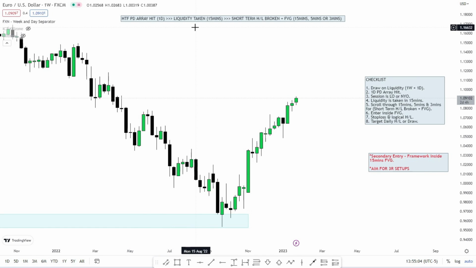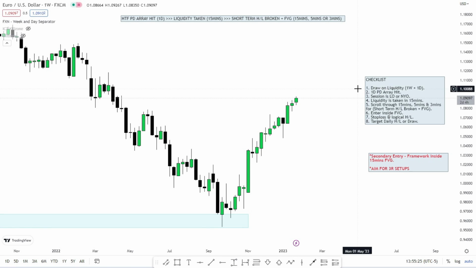Then you look for liquidity to be taken out in the 15 minutes chart during the Killzone sessions. Then you look for a short-term high or low to be broken, leaving an imbalance either in the 15 minutes, once it hits that higher time frame and takes out liquidity, in the 5 minutes or 3 minutes. So I'll show you exactly how. We have a checklist for the setup here.